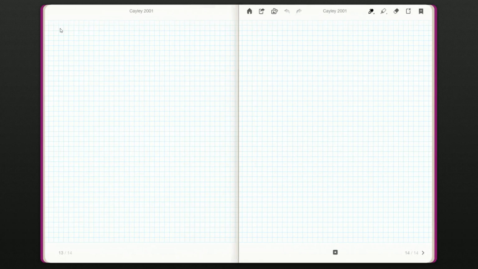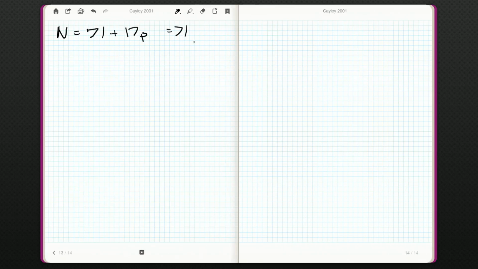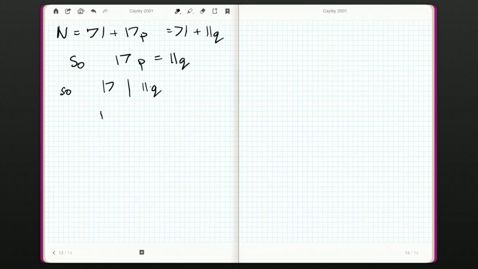Then n we can write as 71, and then we add on a certain number of 17s, p many 17s. But we also know it's going to be 71 plus a certain number of 11s. We'll say q 11s. Well, both of these are equal. So 17p is equal to 11q. So 17 needs to divide 11 times q, and 11 needs to divide 17 times p.